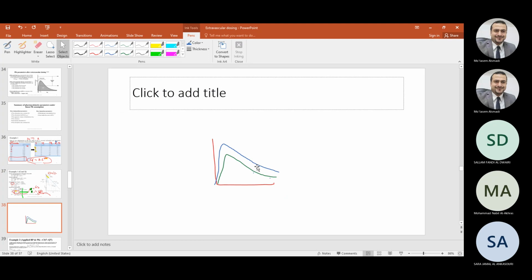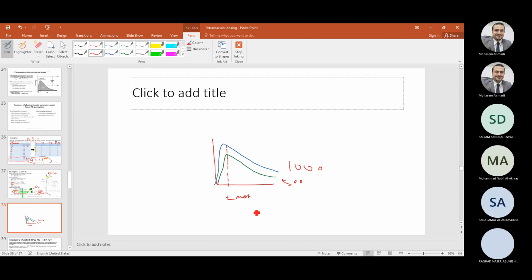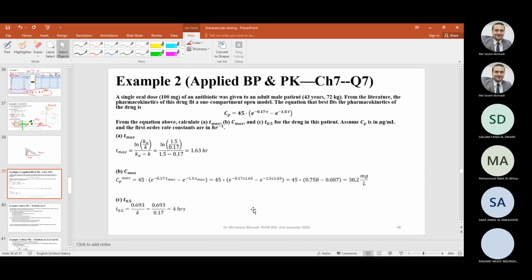Any questions? So as we mentioned, this is the dose 500, and this is from 1,000. And the Tmax will be what? In both cases, it will be the same Tmax, because Tmax is not affected by the dose. Okay, any questions? Let's take a look at the second example.